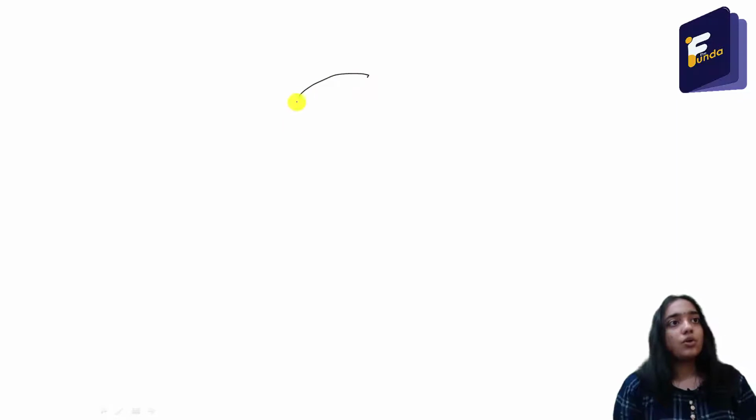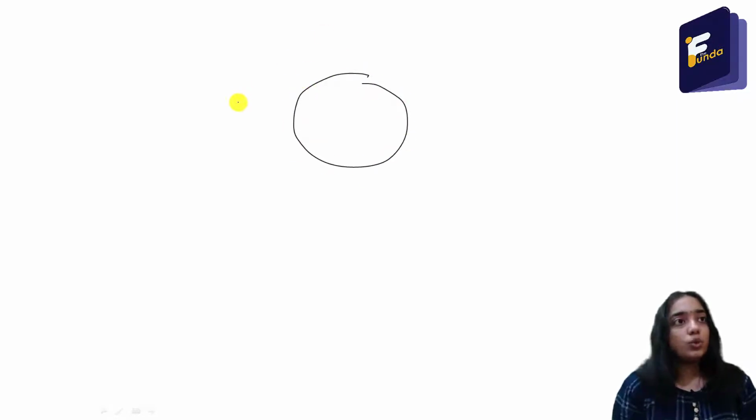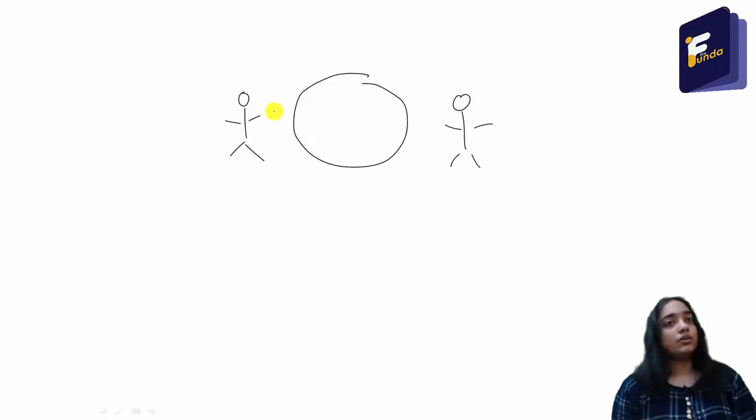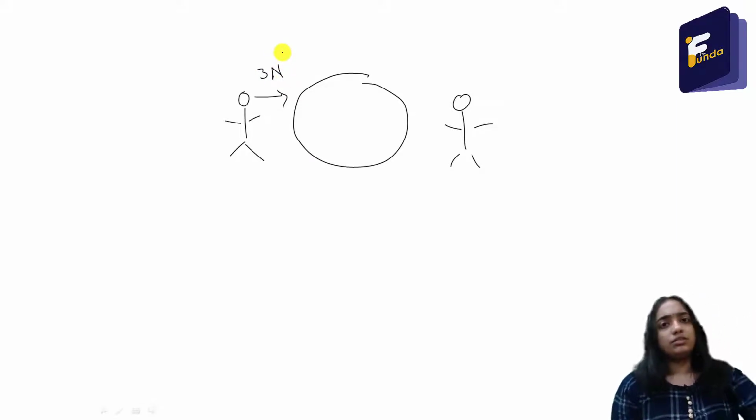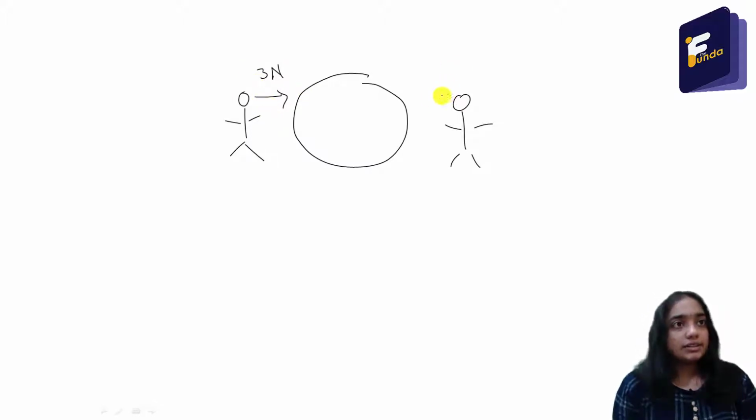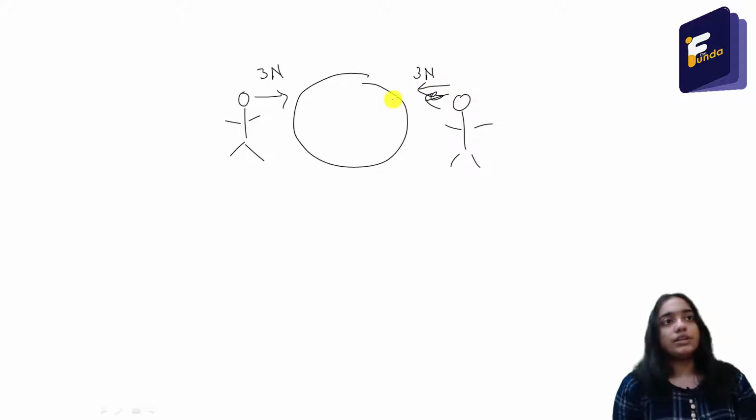For example, say there is a rock here, and two people, one standing here and another standing here, and they start pushing the rock. This person is applying 3 Newton force. The unit of force is Newton, but you can ignore the unit and just say 3. This person is applying 3 Newton force here, and this person is also applying the same 3 Newton force in the opposite direction.